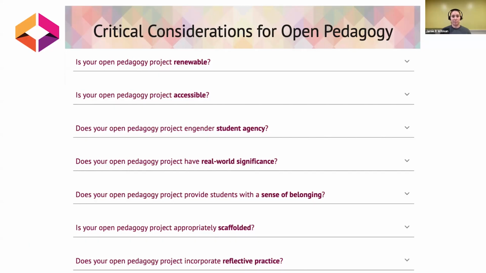While the considerations are not necessarily listed in any particular order, we did try to organize them in a way that flows naturally when reviewing open pedagogy assignments, starting with whether the open pedagogy project is renewable, whether it's accessible, if it builds in student agency, if it provides students with a sense of belonging, whether it's appropriately scaffolded, and if it incorporates reflective practice. Each consideration is defined and has practical examples of open pedagogy assignments that highlight each particular element. And we hope users will be able to ask themselves these questions as they review their open pedagogy assignments and projects to determine if they followed through on all the critical elements involved in engaging open pedagogy.